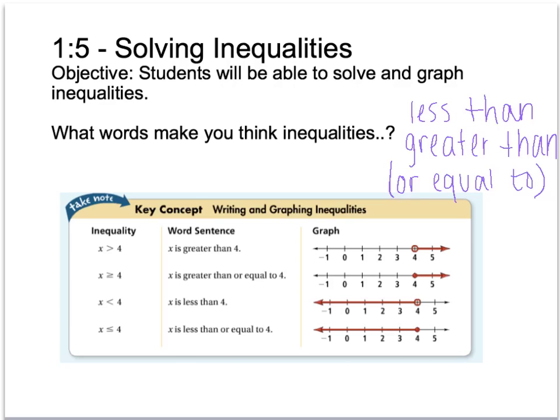Think about just some words in English that we use. If you were saying, how many people do you need on a volleyball court? Anybody know? Do you know how many, Maggie? 6. 6? Okay. You need at least 6 people to play. So at least could be talking about an inequality. Or at most.